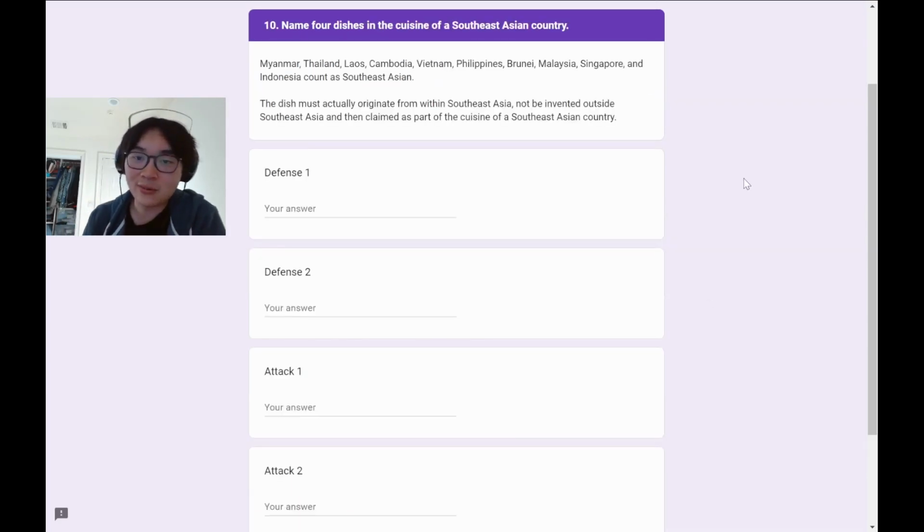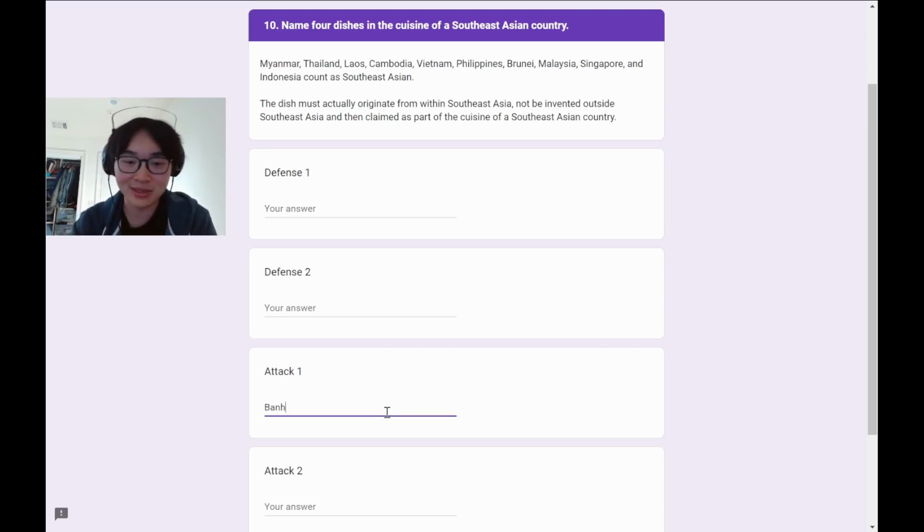All right. Name 4 dishes in the cuisine of a Southeast Asian country. Okay, this is like the other one that I remembered and was trying to think through. There's some very, very good possibilities here. But the first thing I'm going to do is figure out the attack. I'm going to say banh mi because I feel like that's the quintessential Southeast Asian thing. And will people be bold enough to say pad thai? Or will they say something like pad see ew? I think I will still say pad thai. Because I feel like surely someone says pad thai. If not for defense, then surely for attack at least.